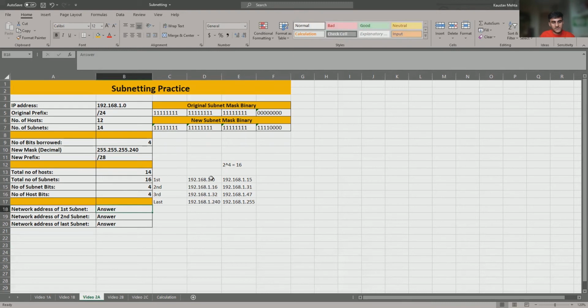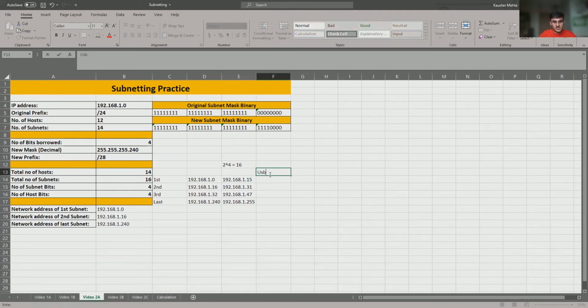So the network address of the first subnet, as we calculated, will be .1.0. The second will be .16. The last would be 240. Now they could ask you the broadcast address of each subnet as well. We've calculated that as well. Or they could ask you what's the first usable host for the first subnet.